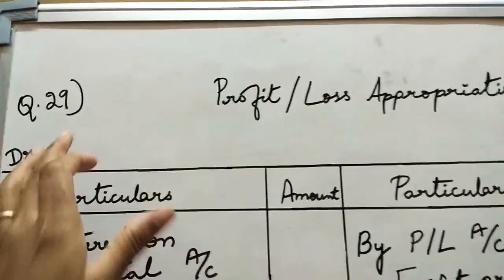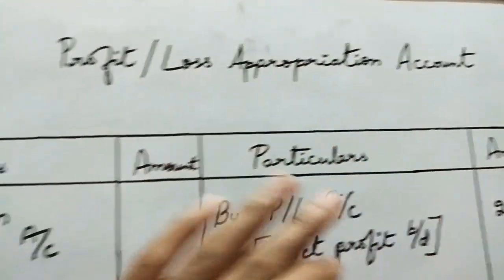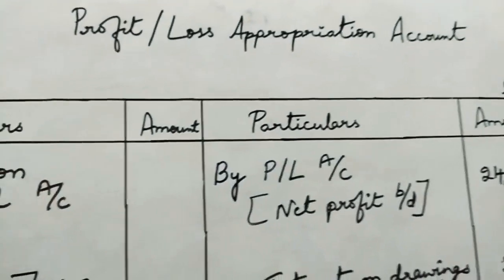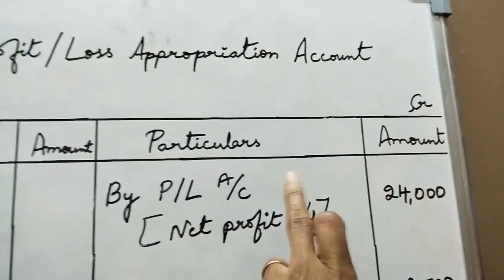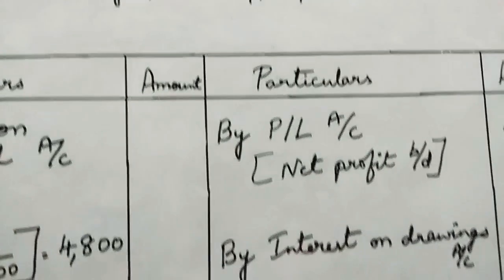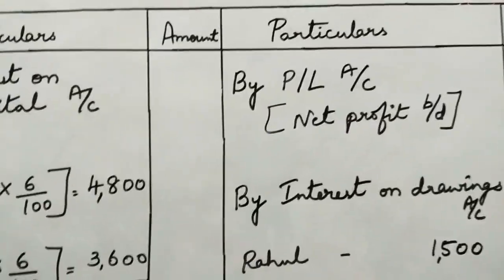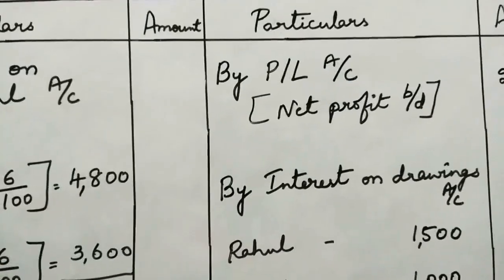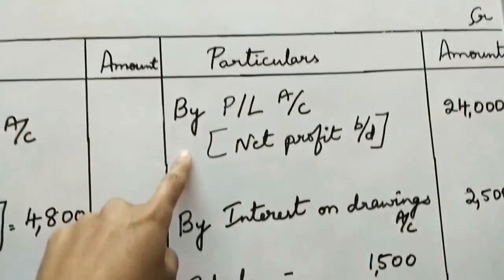Coming to the solution of question number 29, profit and loss appropriation account, I want you to recall the ledger account format. Debit side, particulars, single amount column. Credit side, particulars, single amount column. So now we are going to do the sum as per the format. It's easy for us to recall the format once you see the question. It's very simple.